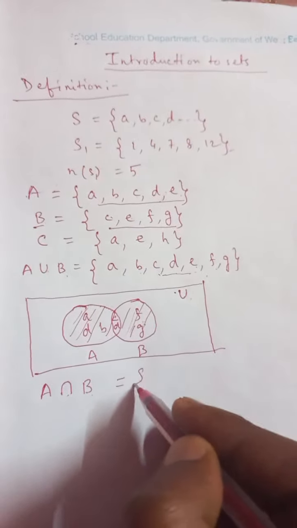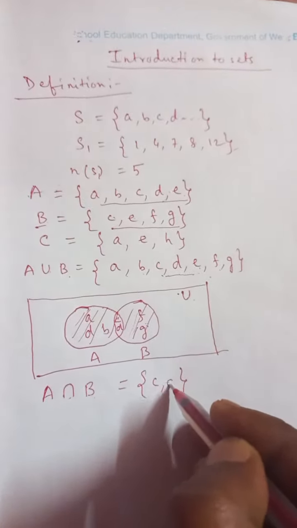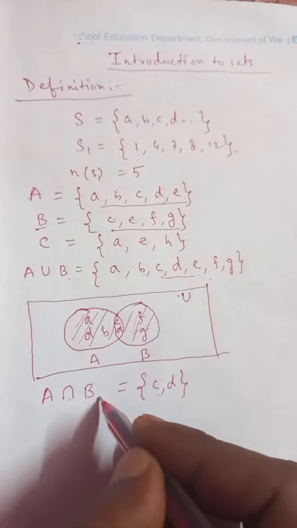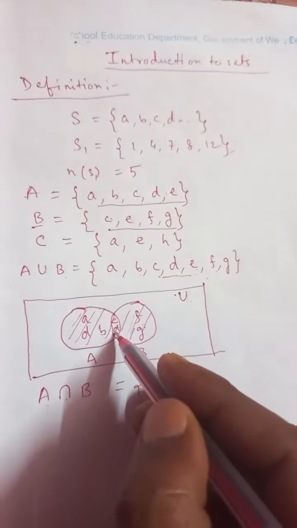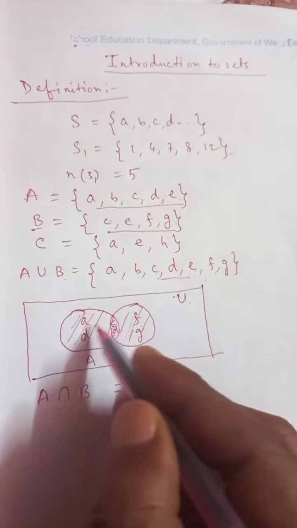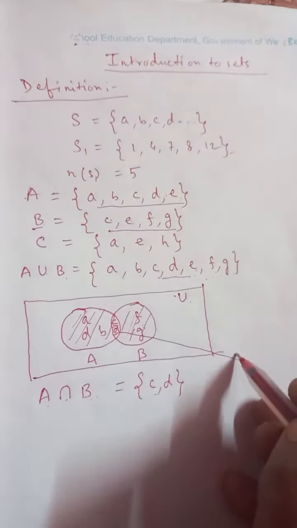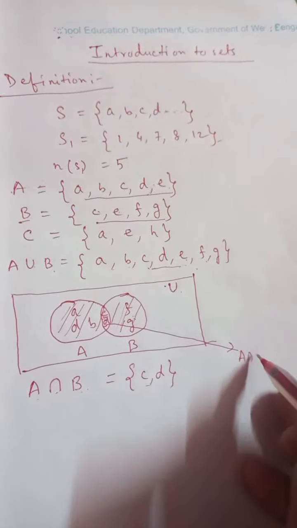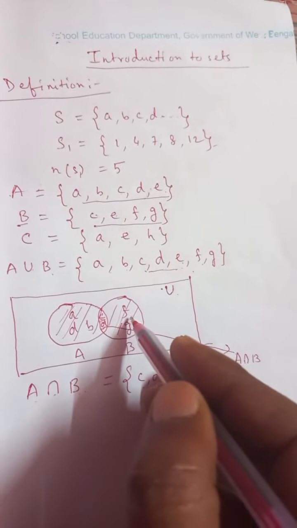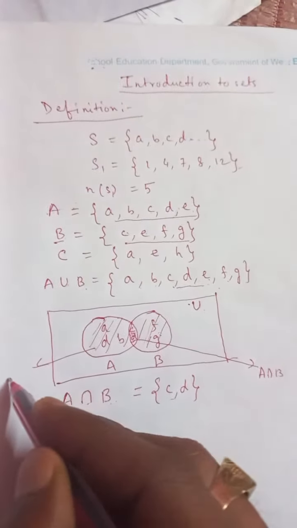Here we will just take the common elements like C and E. These two elements belong to both sets. So this dense area, which belongs to both set A and B, can be symbolized as A intersection B. This is A intersection B, and the whole area of set A and set B, and A intersection B also, comes under A union B.